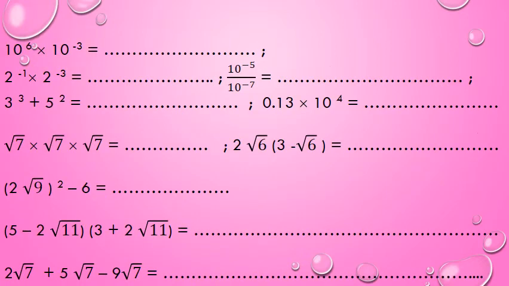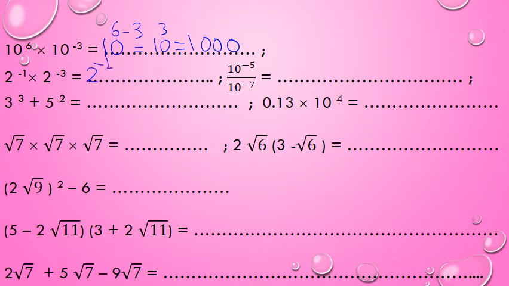The same question, which is calculate, we should continue calculating. Now, Serena, 10 to the power 6 times 10 to the power minus 3. The base is the same, and we add the exponents. So 6 plus minus 3, it's 6 minus 3, equal to 10 cubed. How can you write 10 cubed? 1 and 3 zeros.